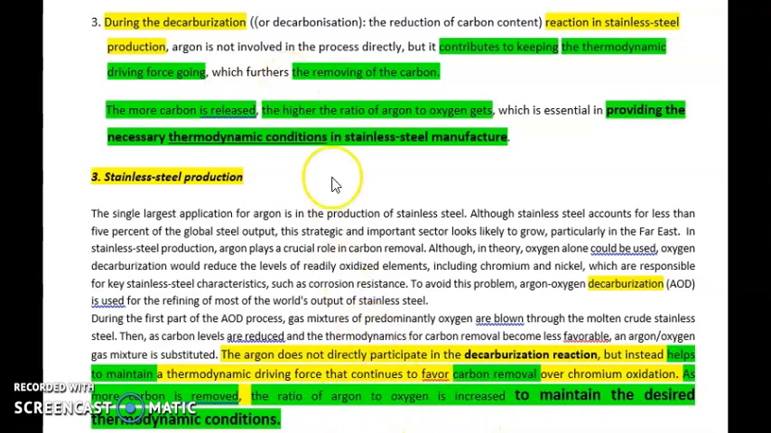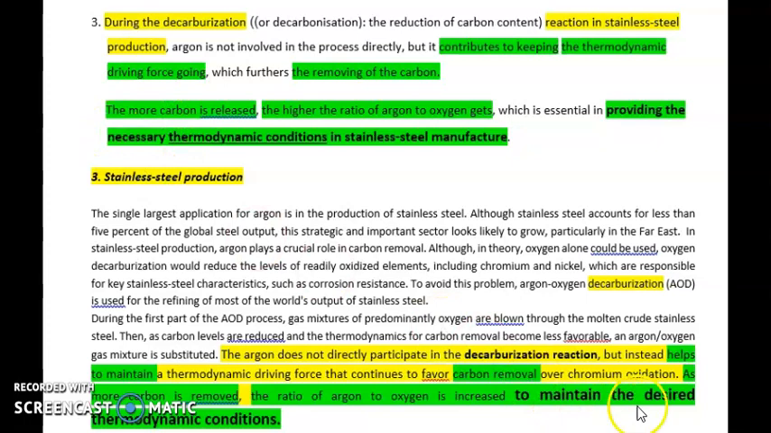So the same message is given here, which is essential. Why? To maintain the desired thermodynamic conditions. So, to maintain in providing the necessary. Friends, be careful because after the verb here, maintain, you have the desired, the adjective here. But in the question, you are already given the adjective necessary.